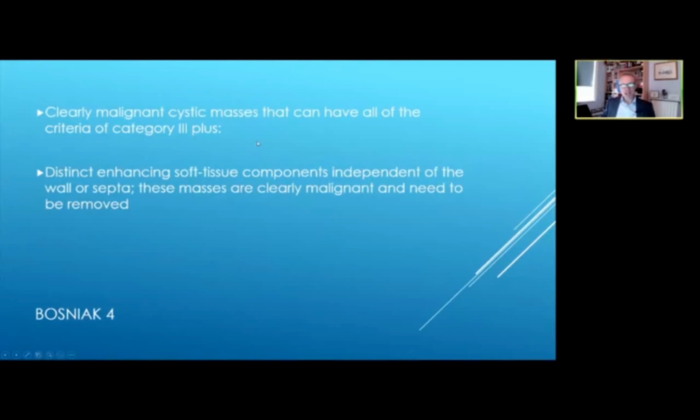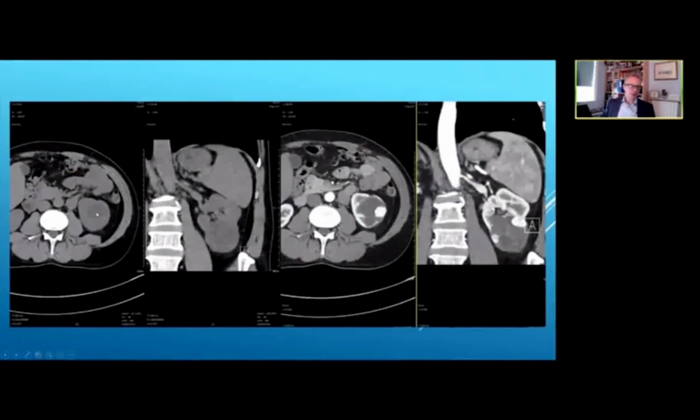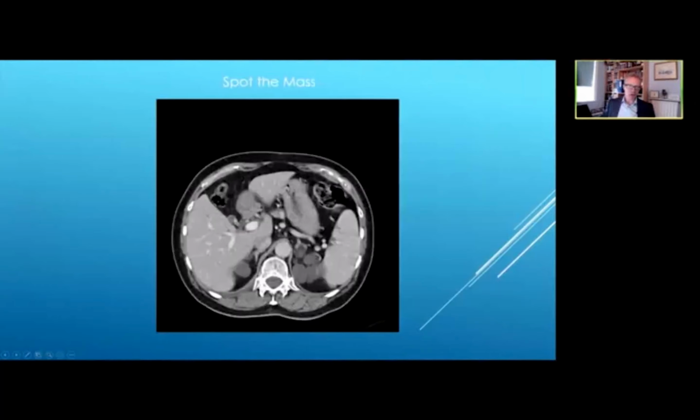Bosniak 4, this is a classification I don't tend to use. I just call these cystic cancers. These very obviously have an enhancing component, thick walls, solid tissue. Here's an example on ultrasound. You would see Doppler flow within this, which shows flow within it. So you don't need a pre and post contrast scan to prove that that's vascular tissue. Here's an example, pre and post contrast, the axial and coronal slices, obvious solid enhancing nodules.